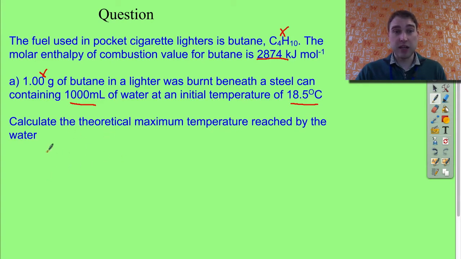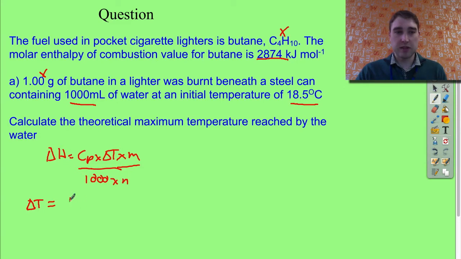So we need to rearrange our delta H equation. Delta H equals Cp times delta T times mass of water divided by 1,000 times n. Now we need to make delta T the subject of the formula, so I'll put that over this side. Delta T. Now if this is divided over this side, we need to multiply it over this side, so delta H times 1,000 times n, and these two here are being multiplied, so we need to divide that out, so Cp times mass.